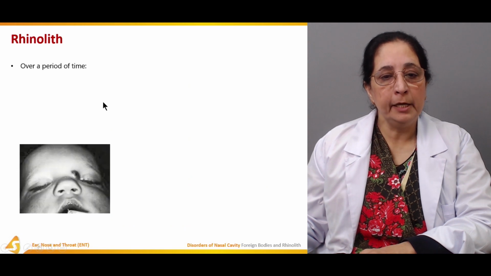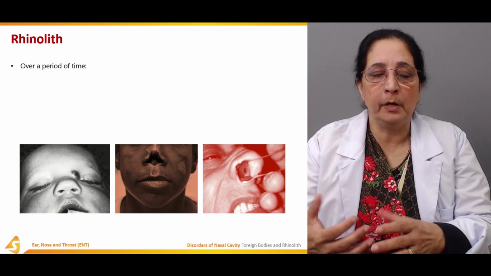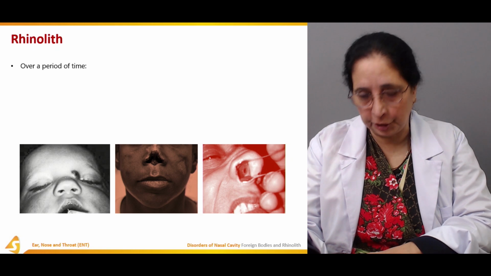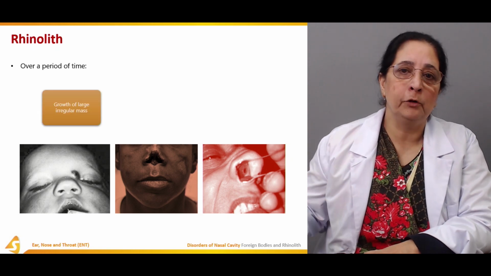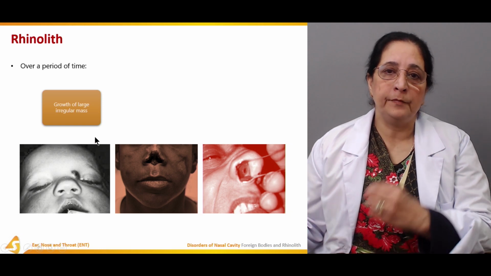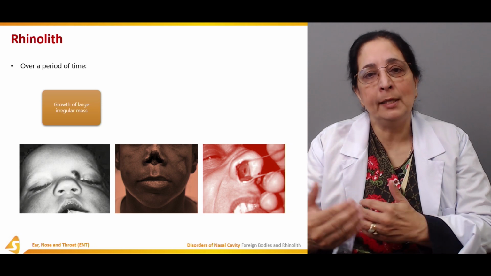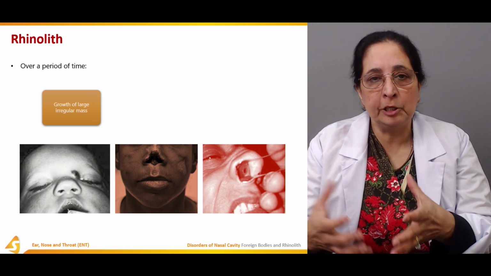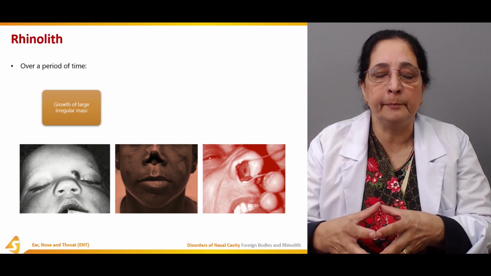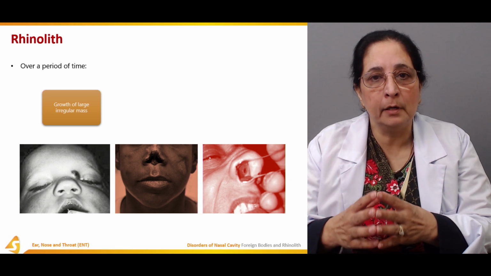Over a period of time, what happens if a stone is present? It can lead to certain complications, which include growing into a large irregular mass. If the stone is small in the beginning, with time, with the secretions and the deposition of different chemicals, it can become bigger and become a large irregular mass.